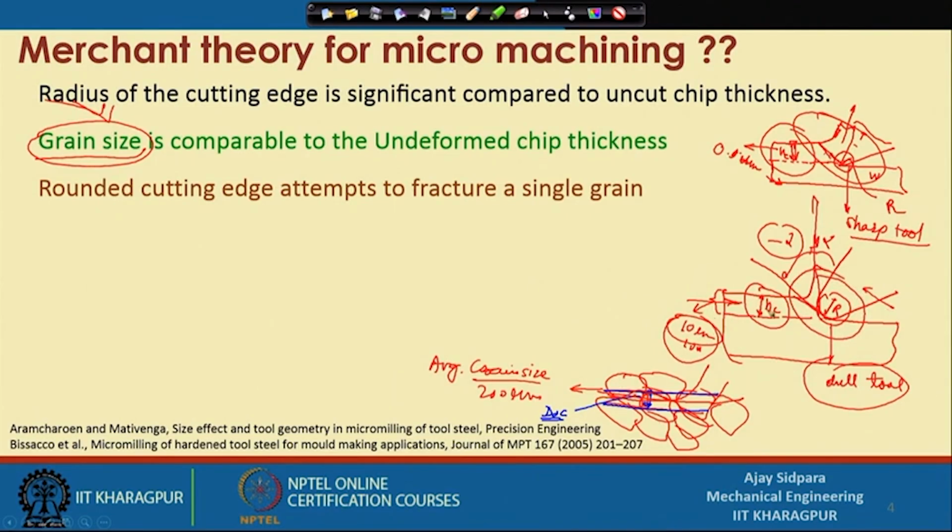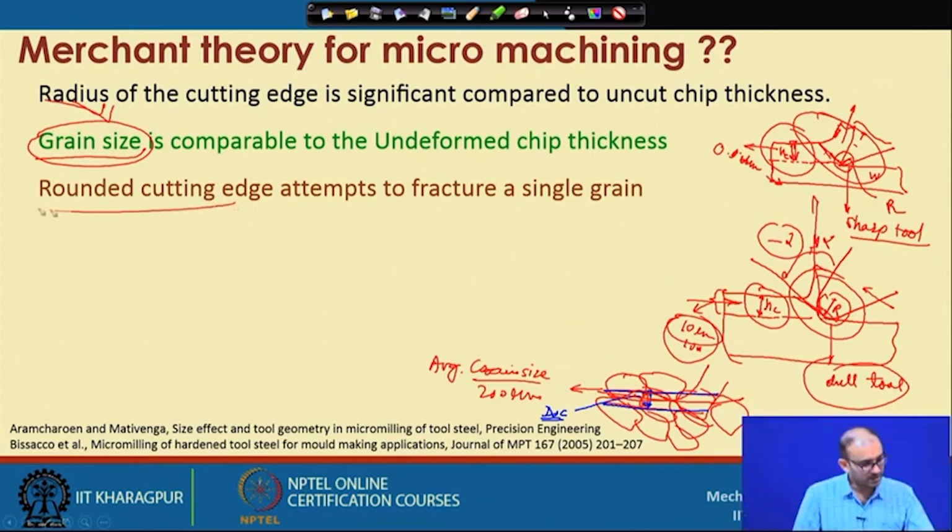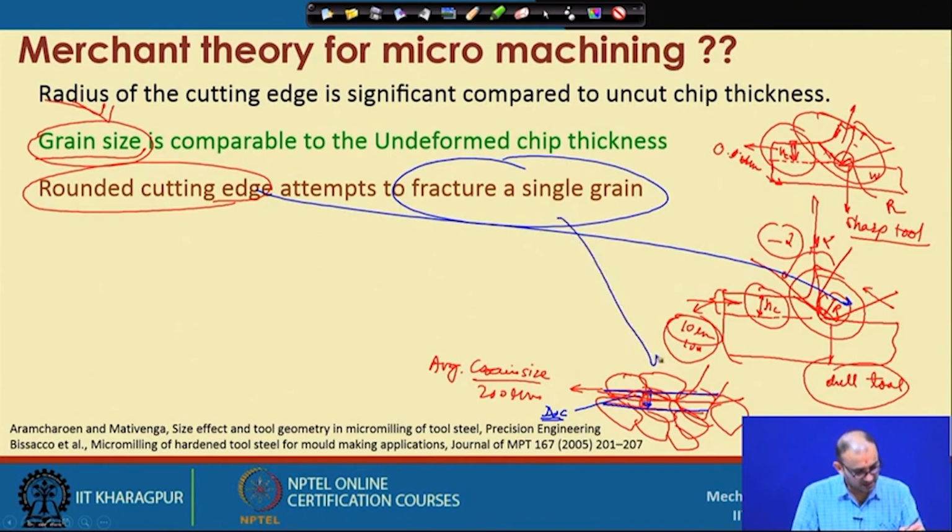That is the relative comparison between the uncut chip thickness and the cutting edge radius. So, this rounded cutting edge is cutting, or fracturing, a single grain; this is the grain. At that time you do not have sharpness, but you have a possibility of cutting the grain. So, that is even more difficult in the micro machining case.